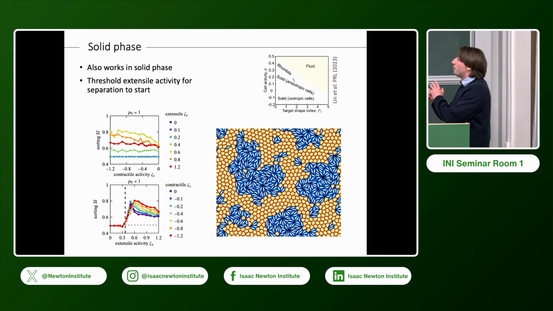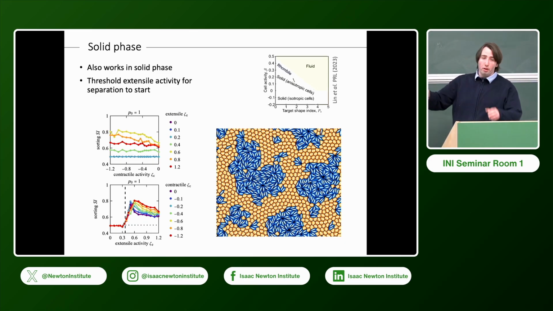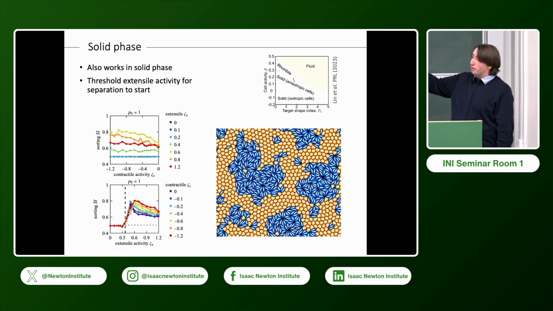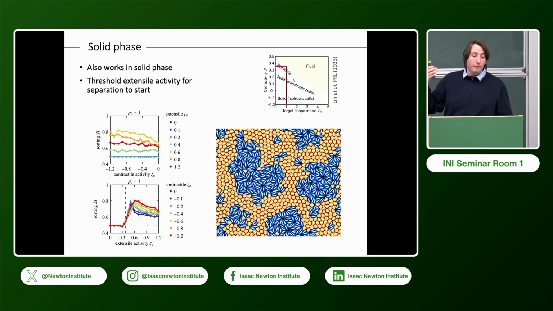Now, this story also works if you go into the solid phase of the vertex model. If you have P naught equals 1, at this point the passive model is completely solid. It's still going to phase separate, slightly less well, and it still has a monotonic dependence on contractile activity, and it still has a clear optimal value in extensile activity. You now also get a threshold. I mentioned this before, but in this model, if you're in the solid regime, there's a threshold value of activity for it to start flowing, and that value more or less matches the value where you start seeing phase separation. So nothing very surprising here.